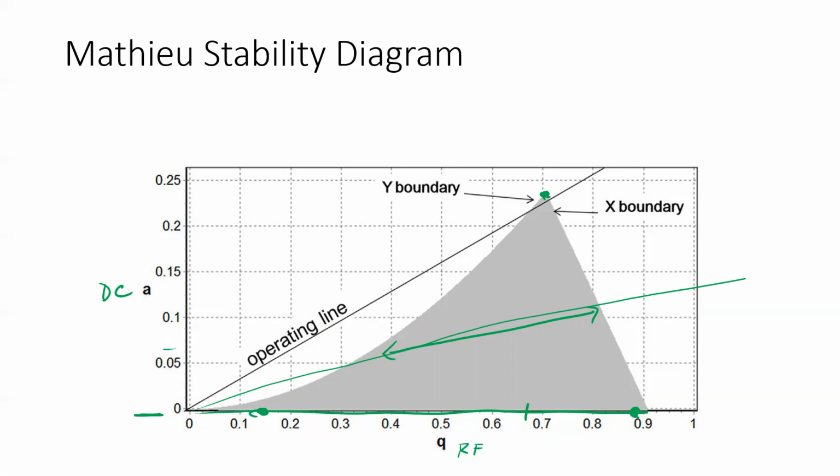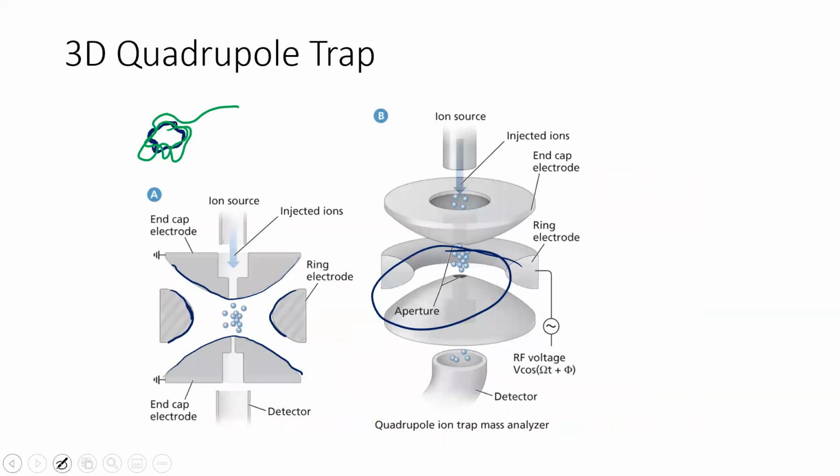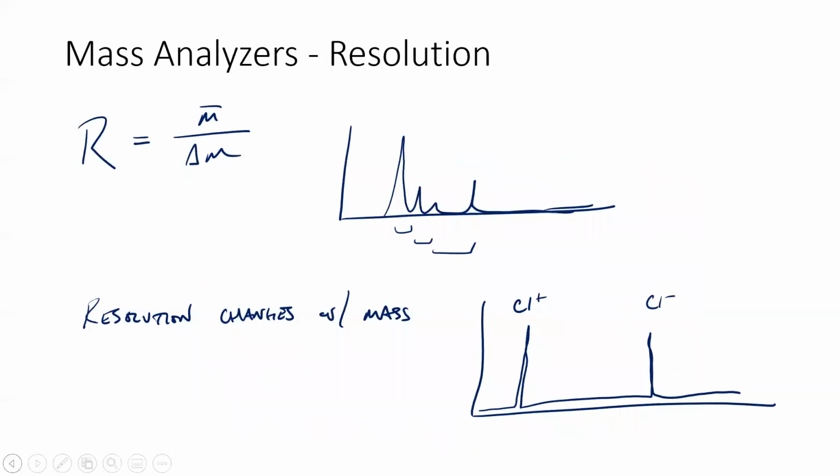Dr. Davis, I have a quick question. Yes, sir. Back on the slide with the mass analyzer's resolution, on the bottom where we have the Cl plus and Cl minus, is that a worse resolution because they're farther apart? No.